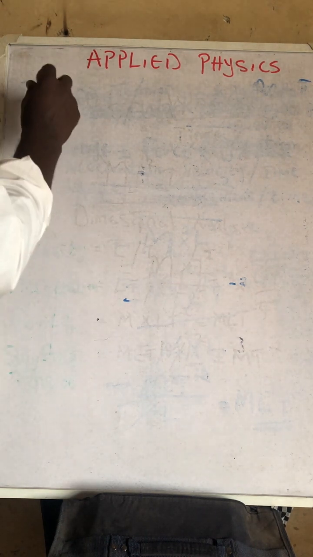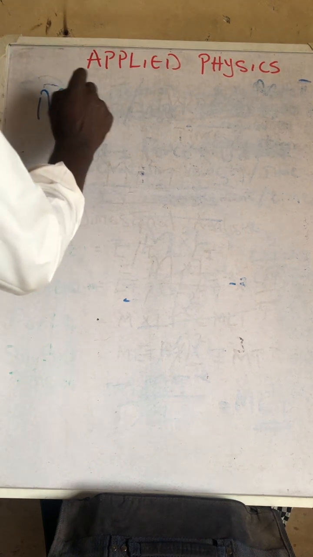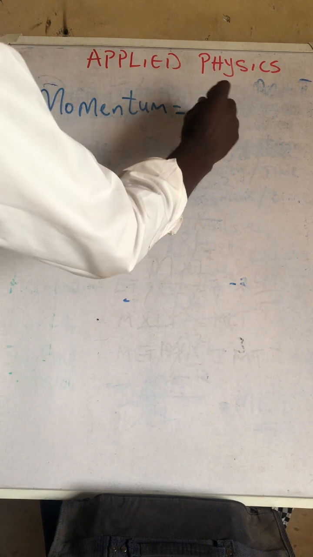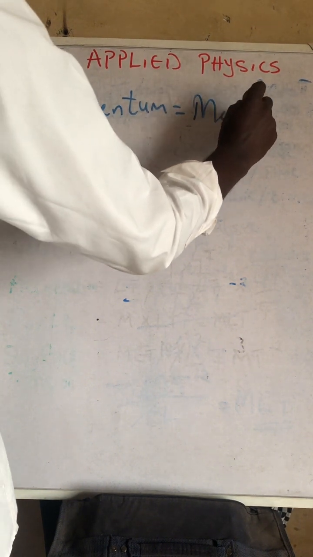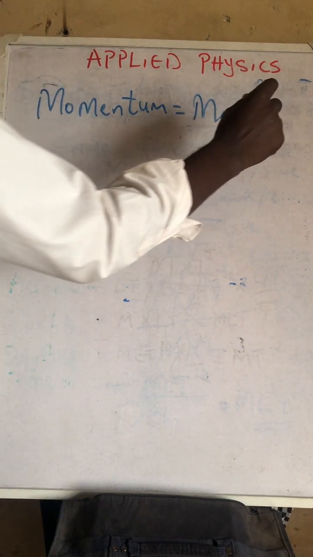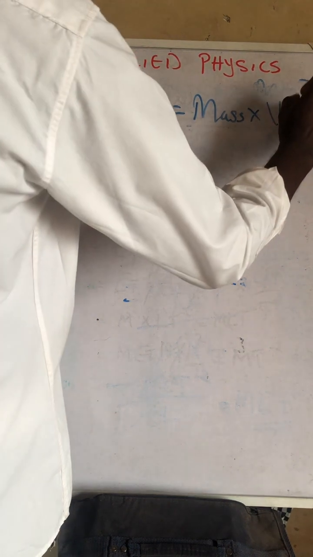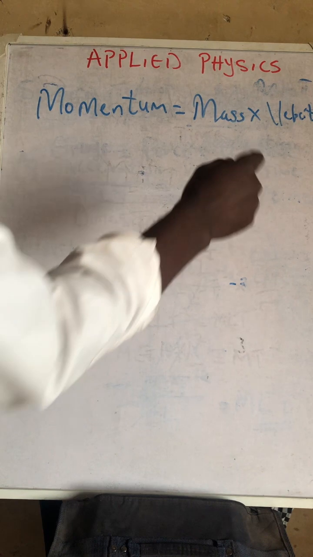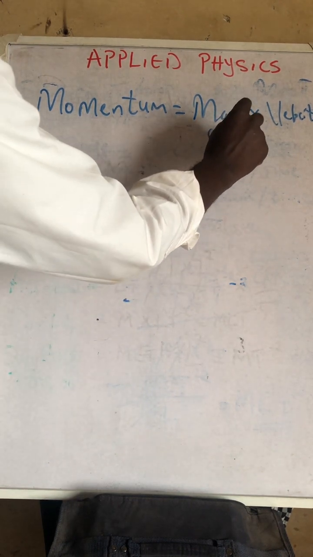Momentum, which is equal to mass times velocity. Momentum, which is equal to what? Mass times what? Velocity. Okay, our mass is measured in kilogram, right? Our mass is measured in what? Kilogram. MLT. So it's measured in kilogram.